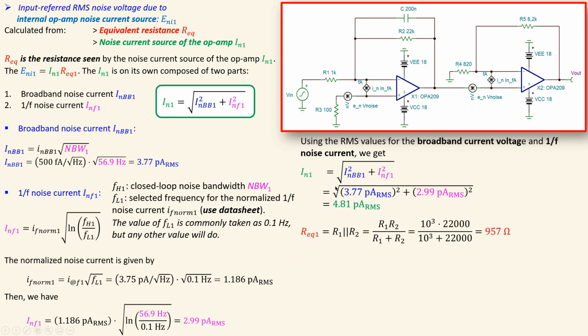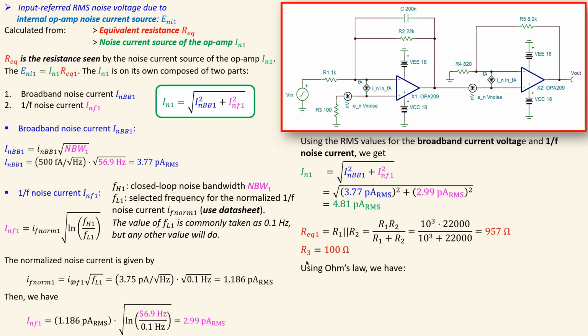Of course, we need to go from the current noise to the voltage noise. So we need to calculate also the equivalent resistance. That's actually the first part, due to R1 and R2 in parallel, looking at this node. So the parallel combination will be approximately 957 ohms. But in addition, this current source will also see that R3. So that is also another resistor we need to take into account.